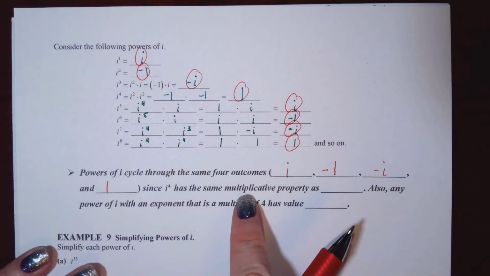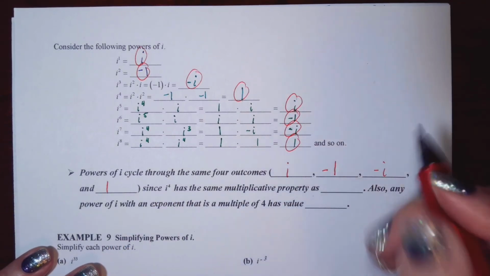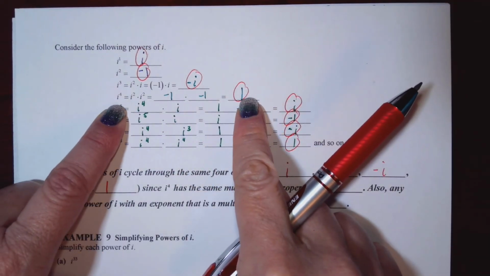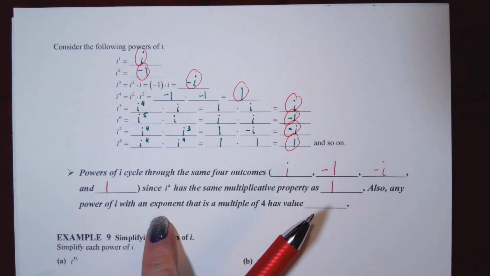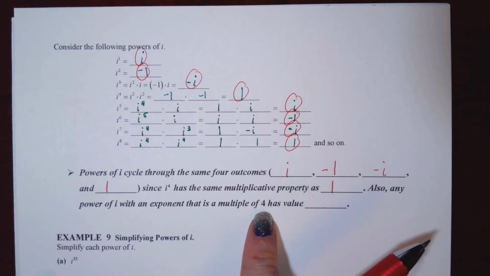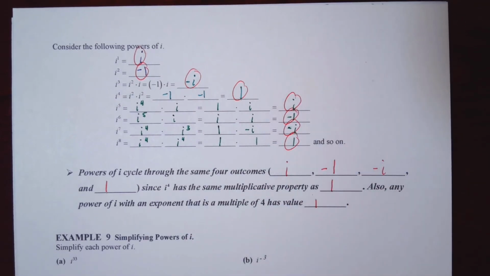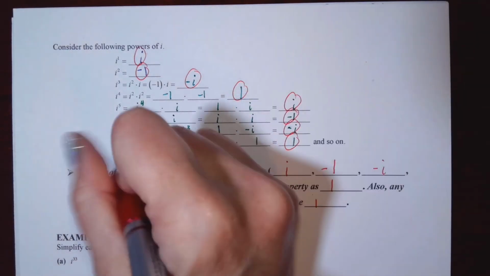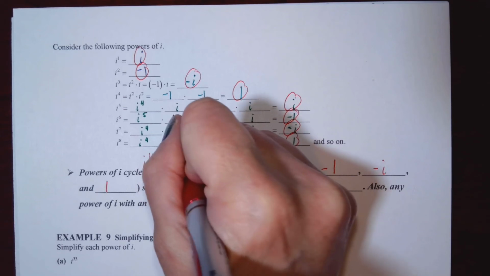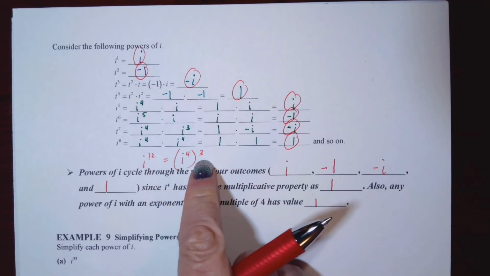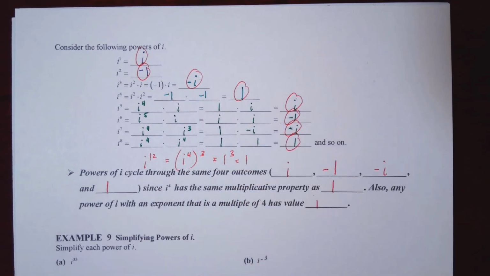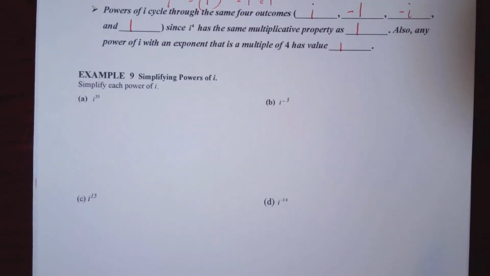Since I to the fourth has the same multiplicative property as 1, I to the fourth is the same thing as 1, right there. I to the fourth is just 1. Also, any power of I with an exponent that is a multiple of 4 is just 1. Right here, I to the 8th is just 1. So I to the 12th would just be 1, because I to the 12th would be the same thing as I to the 4th raised to the 3rd power, so that's just 1 cubed, which would just be 1. Right?